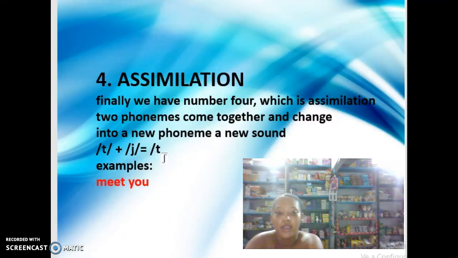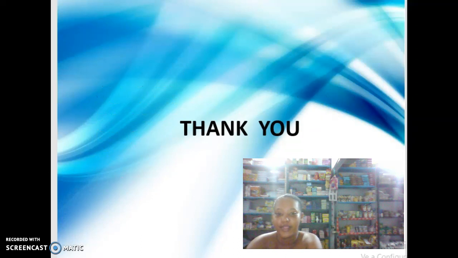4. Assimilation. Finally, we have number 4, which is assimilation. Two phonemes coming together and changing into a new phoneme, a new sound. T plus Y equals Ch. Example: me and you. Thank you.